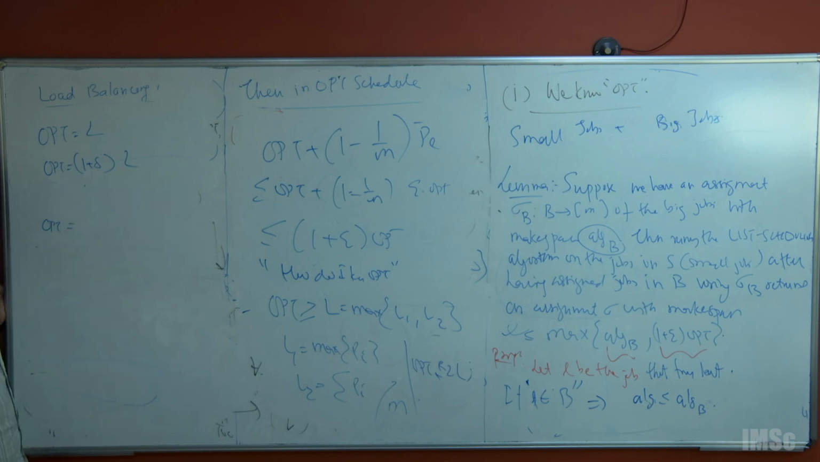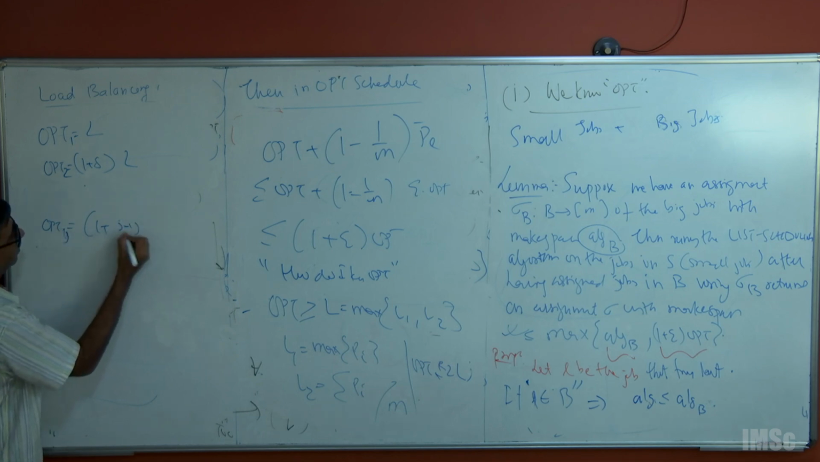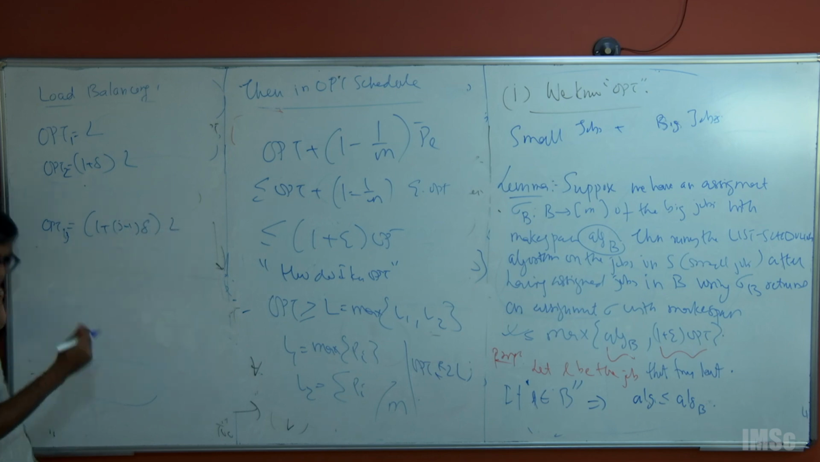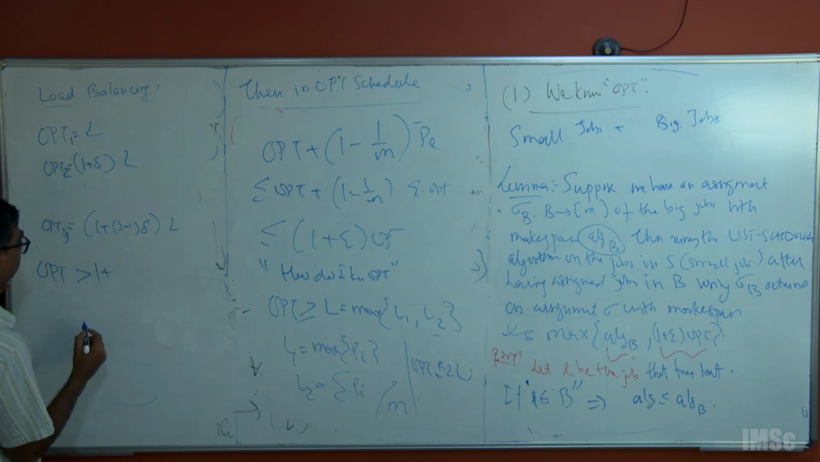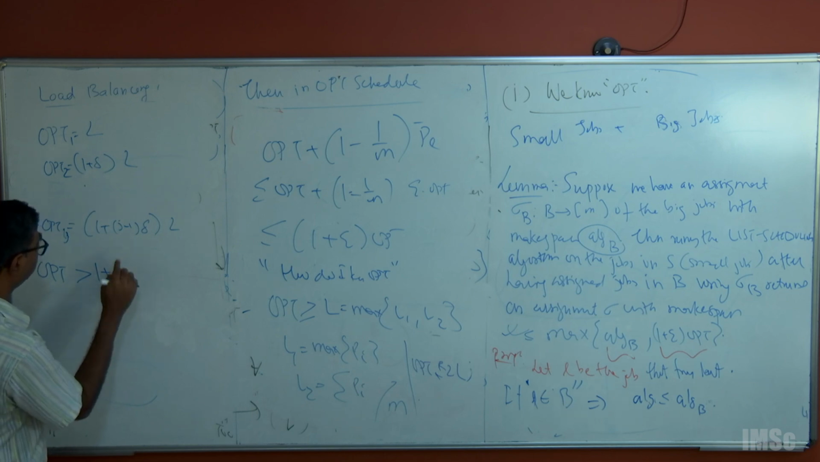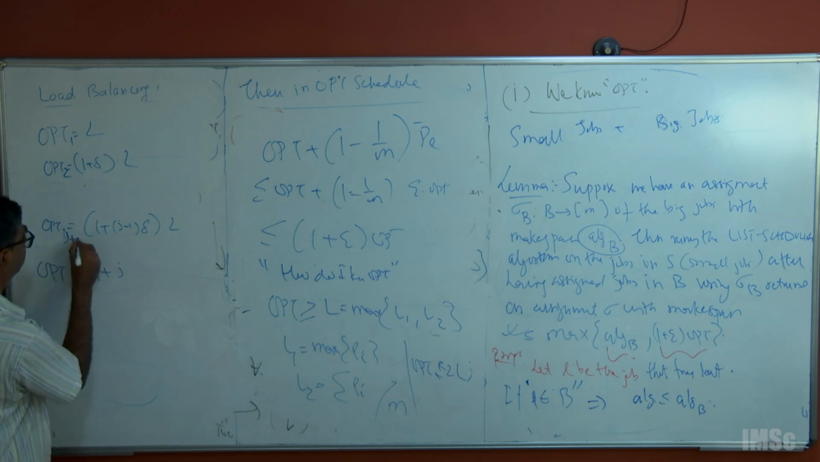I want to say this is opt 1, opt 2, up to opt j, which is nothing but (j minus 1) delta times L. I'm just increasing, up to me. So I succeeded here. So what I knew is that opt is at least 1 plus, suppose I succeed at j plus 1.